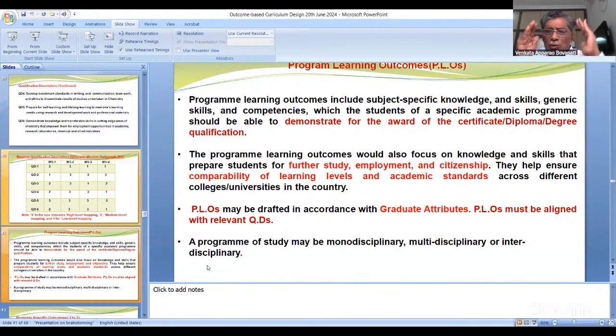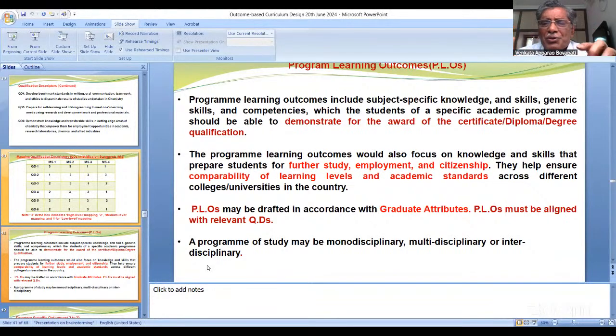Program outcomes include subject-specific knowledge and skills and competencies, which the students for a specific academic program should be able to demonstrate for the award of the degree. The program outcomes would also focus on how to prepare the students for further study, employment, and citizenship. They must have comparability of learning levels and academic standards across different colleges and universities in the country.